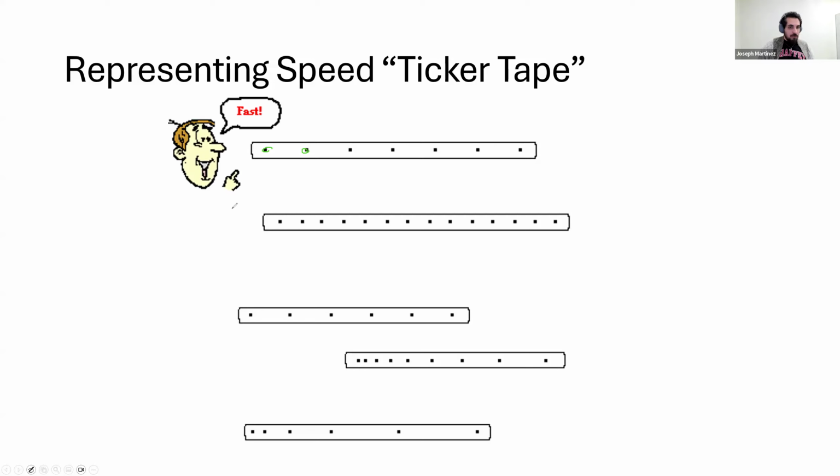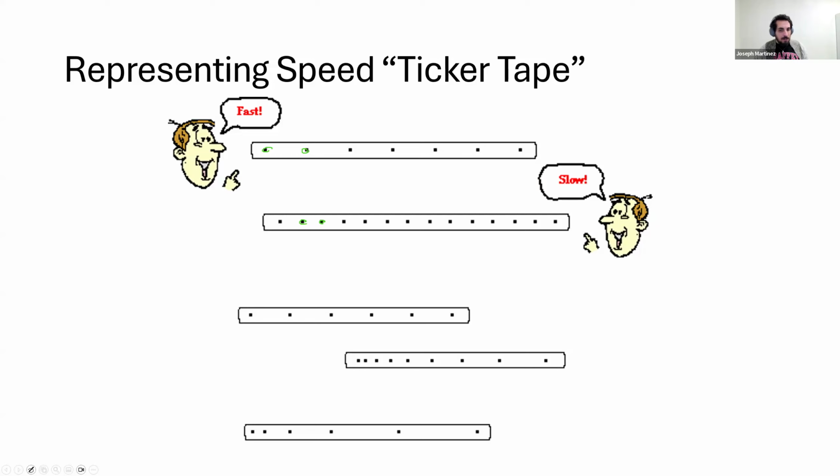However, if the dots are close together, this is the converse of that, right? The converse is that if dots spread apart means fast, if they're close together, that means that the object is probably traveling slowly. So you have a slow object covering small distances in time, and that's why the dots are close together, or a fast object covering large distances. That's why the dots are more spread apart.